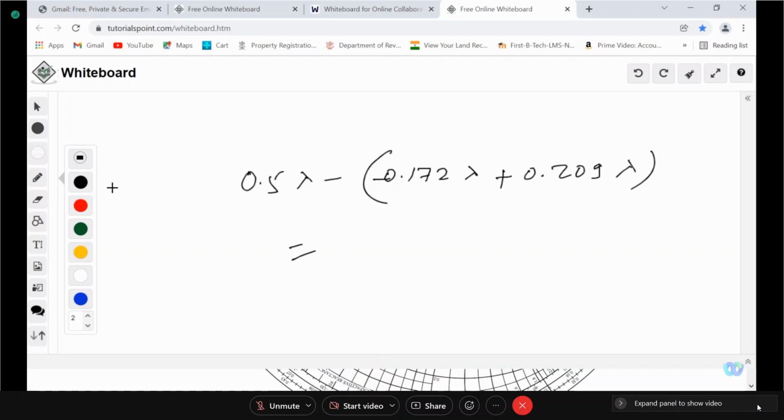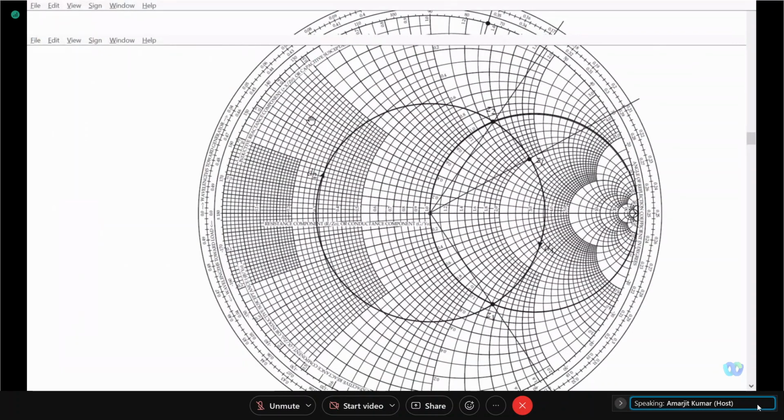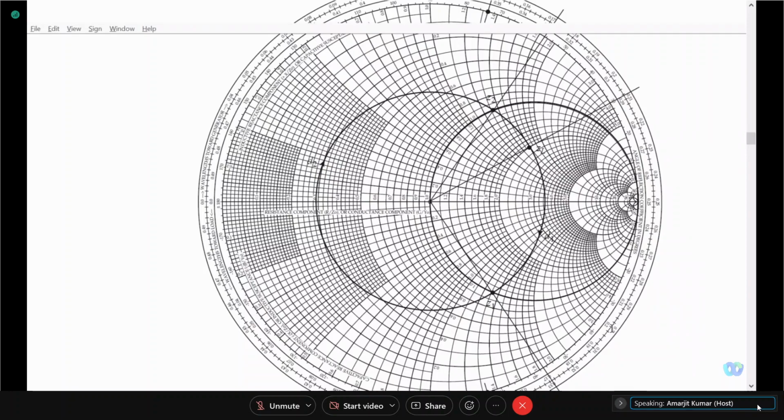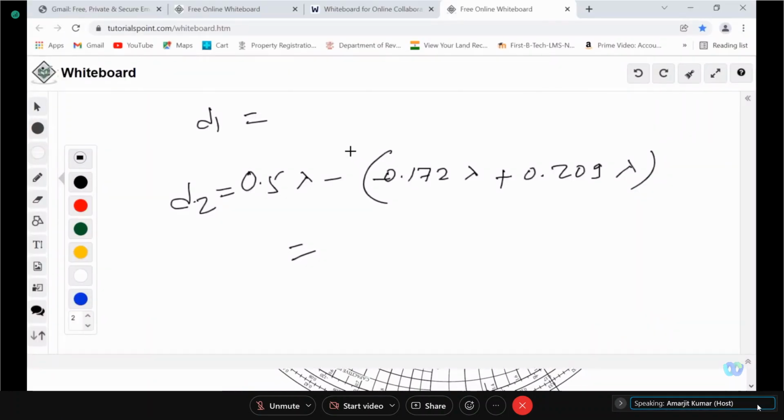This will be equal to D1 we calculated. What was D1? D1 was equal to 0.329 minus 0.2. So 0.329. So this is D1 and D2.